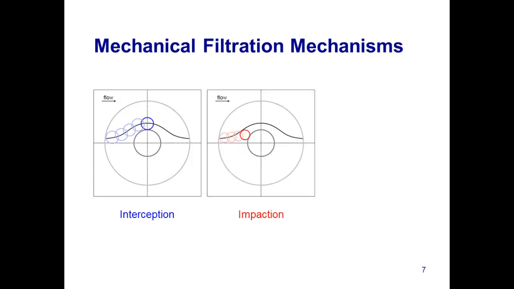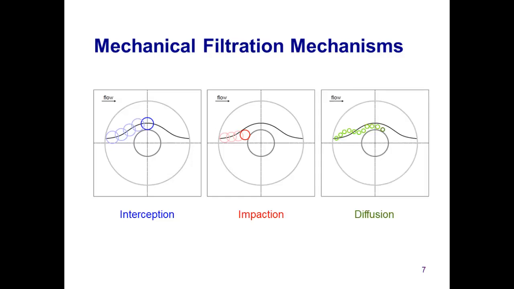The second mechanism is impaction. Particles with sufficient mass will be able to leave the streamline due to inertia and collide with the fiber and be collected. The third primary mechanical filtration mechanism is diffusion. Due to Brownian motion, small particles can move away from the streamline. With this random motion, some of the particles will collide with the fiber and be collected. So these are the three main mechanical filtration mechanisms: interception, impaction, and diffusion.